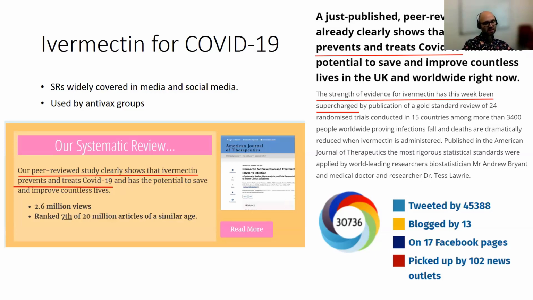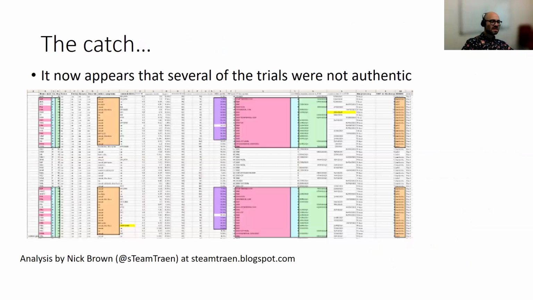But it turns out there was a bit of a problem. The problem is that it now looks like several of the trials included in those systematic reviews were not authentic. What I'm showing you here, apologies for the blurry image, is a spreadsheet containing data purportedly from one of those trials. This is some analysis by Nick Brown. What Nick's done here is color-code blocks of data which are just repeated in the spreadsheet. So this is clearly not genuine RCT data. For whatever reason, this is not authentic. We have duplication in the spreadsheet.